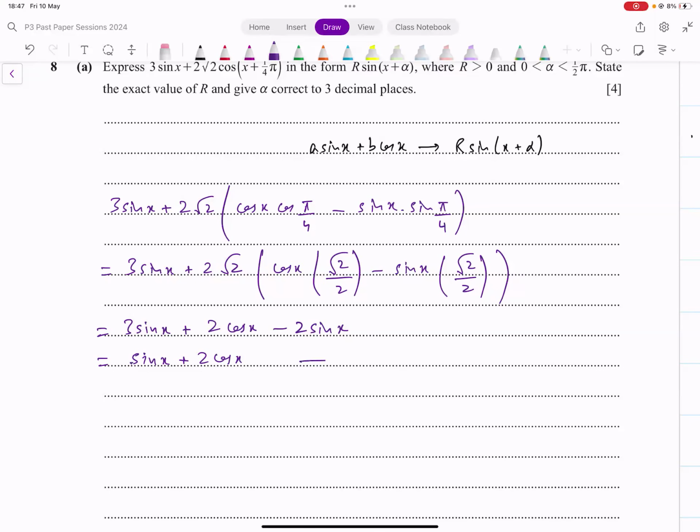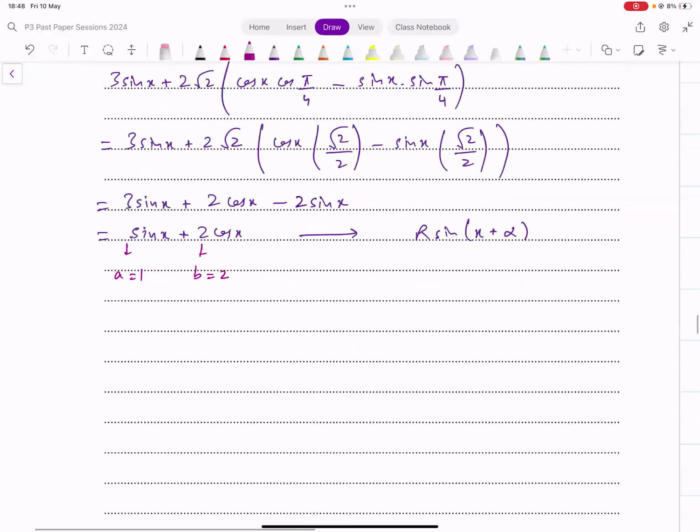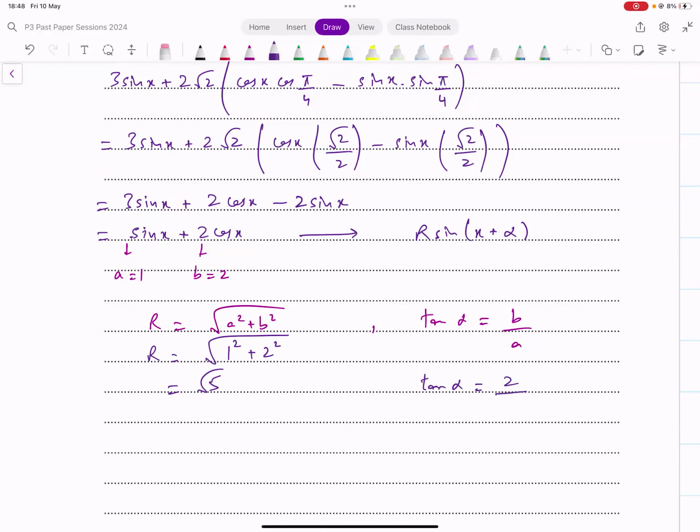Now it's the form that you needed. This is what you need to convert to r sine of x plus alpha. What you can do is you can use the formulas for this. A is equal to 1, b is equal to 2, r equals square root of a squared plus b squared, tan alpha equals b over a. Now it's in the standard form. You can just use these formulas directly. R equals square root of 1 squared plus 2 squared, and that becomes under root 5. And tan of alpha equals b, which is 2 over 1.